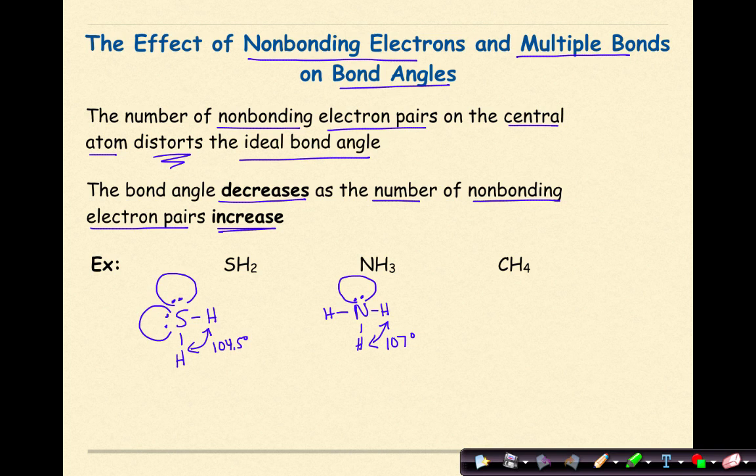And finally, CH4. Draw this out really quickly, carbon and 4 hydrogens. When we look at the bond angle between the hydrogens and the carbon, we see that this bond angle is 109.5 degrees. So what does this mean? The more lone pairs we have on the central atom, the smaller the bond angle. SH2 had the smallest bond angle, while CH4, which had absolutely no lone pairs, had the largest bond angle.